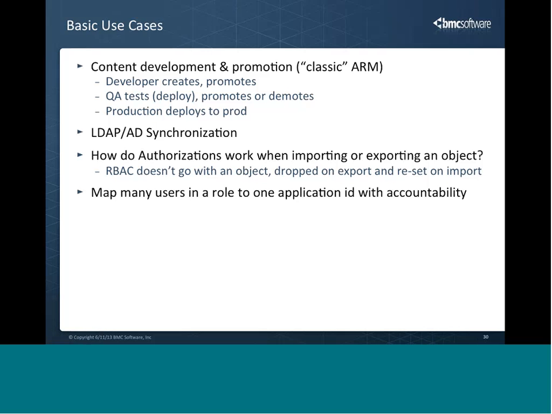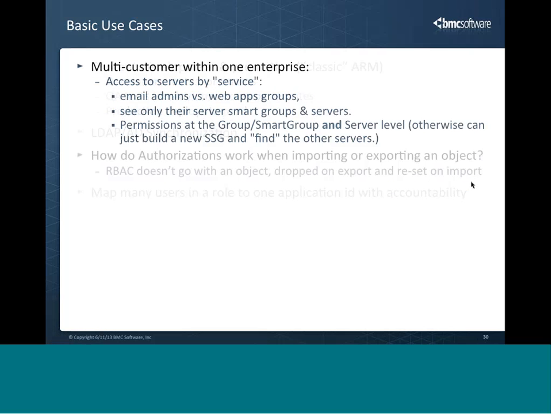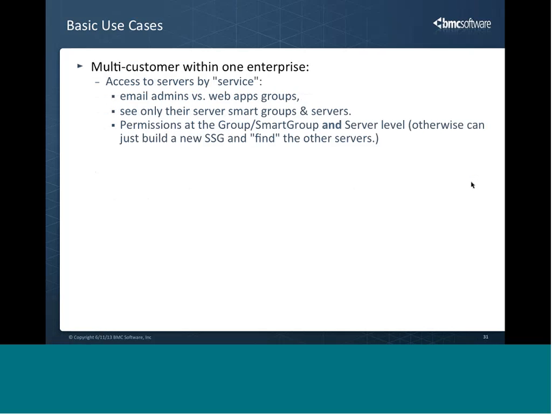All right, so we're going to talk about multi-tenant in some greater depth a little bit later, but multi-customer within a given enterprise is basically talking about one of these subsets of access to servers. So the email admins are going to need access to different boxes than the web admins or the web app admins. They're going to probably need to only see their specific server smart groups and servers.